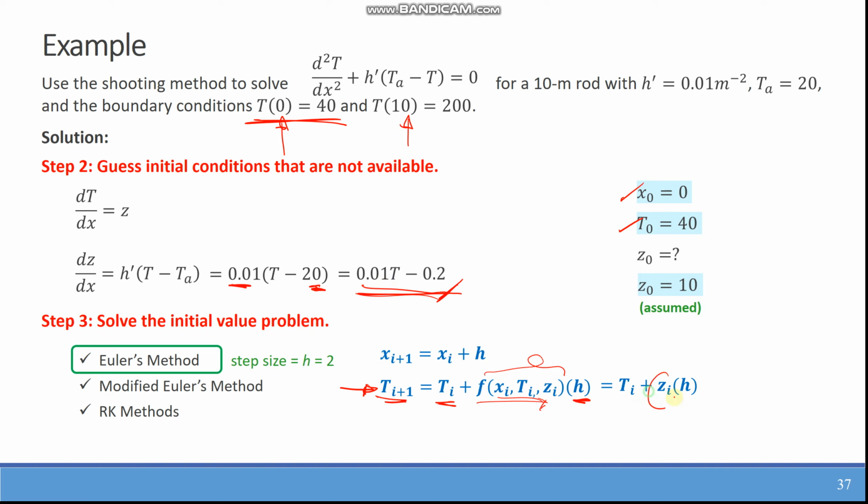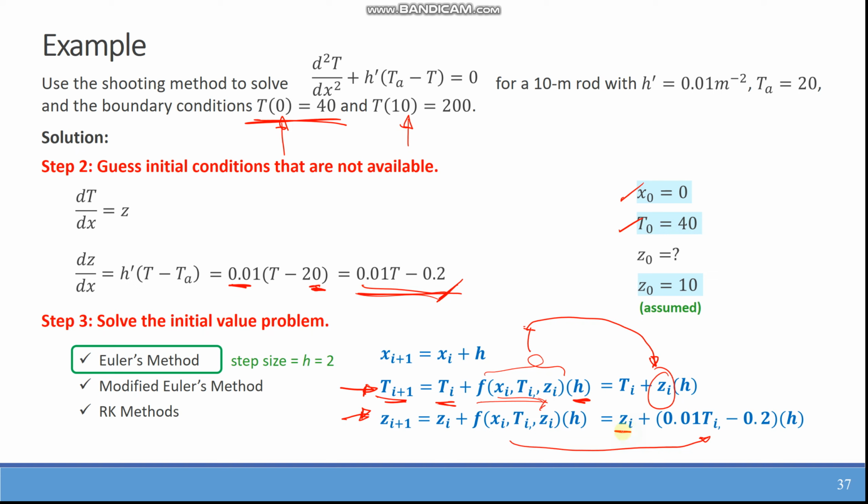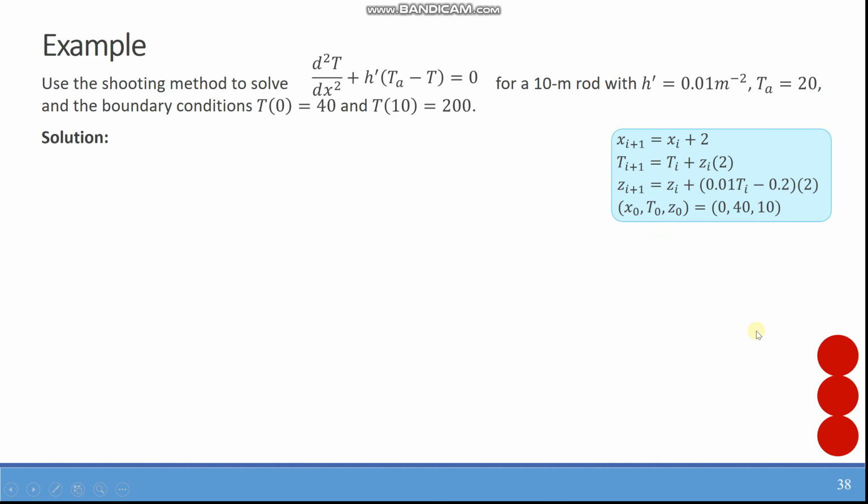Or z sub i. So what is z sub i? That represents the slope. The first derivative. And then we also find z sub i plus 1 using the Euler's method. Same formula. So we just write it there. So for the z, its derivative is this one. Derivative of the z. That is our equation there. Step size remains constant at h.